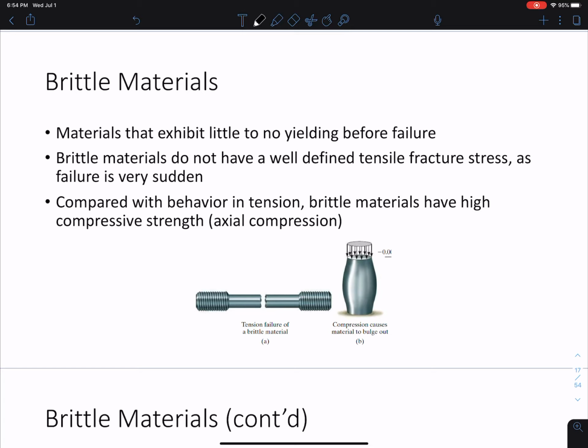These types of materials tend to show no yielding before failure. They don't have a well-defined fracture stress, so it's sudden and we don't have much of a warning. Compared with tension, brittle materials do have high compressive strength. So our very favorite brittle material is concrete.